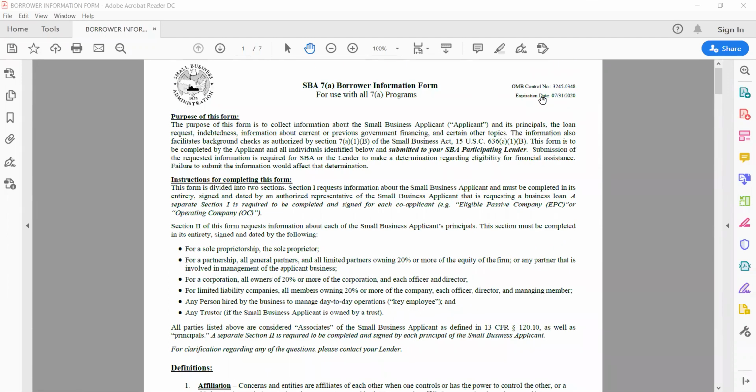As always, make sure you check the expiration date of the form. That's using a non-expired form. You don't want to go through this whole process on an expired form and then they make you do it again. So be sure to check the date.